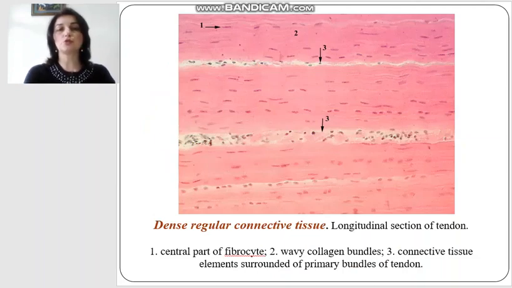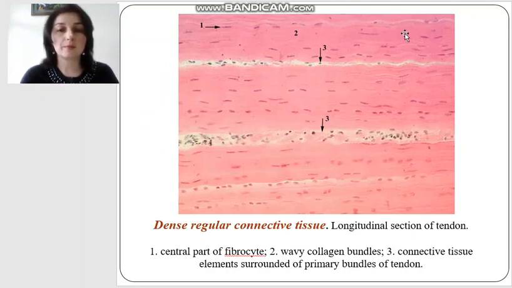Dense connective tissue is characterized by the prevalence of the fiber components. Pay attention here. The main component here is the fibers. If they are arranged in parallel in some order, parallel to each other, in that case we will have dense regular connective tissue. For example, we can find it in tendons, ligaments, aponeuroses, fascias.